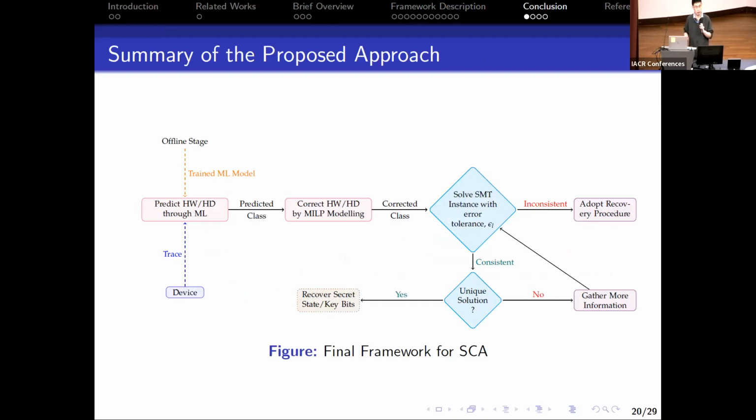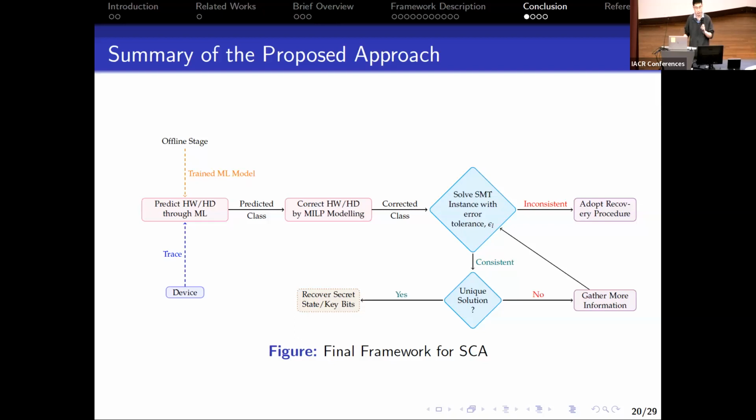We first have an offline stage to get a machine learning model. We then target another device, different from the one where we collected the traces. We predict the class using machine learning. We correct it using MLP. If it's inconsistent, we perform a recovery. Otherwise, we pass it to the SMT solver.